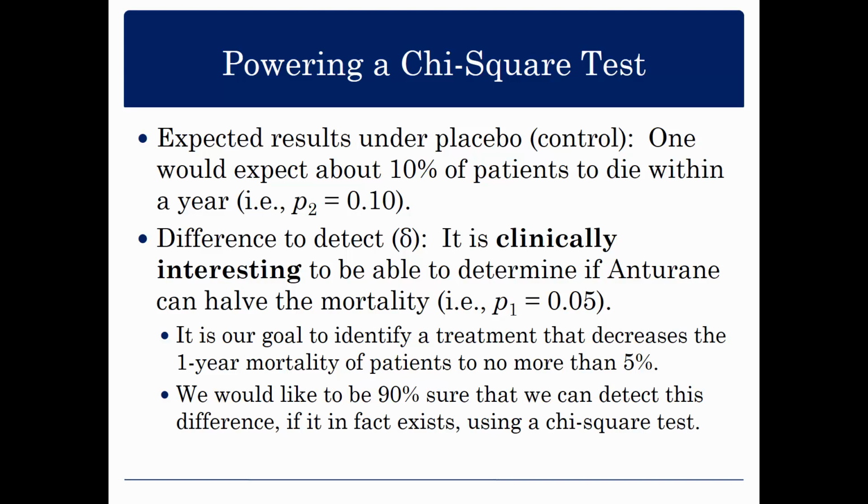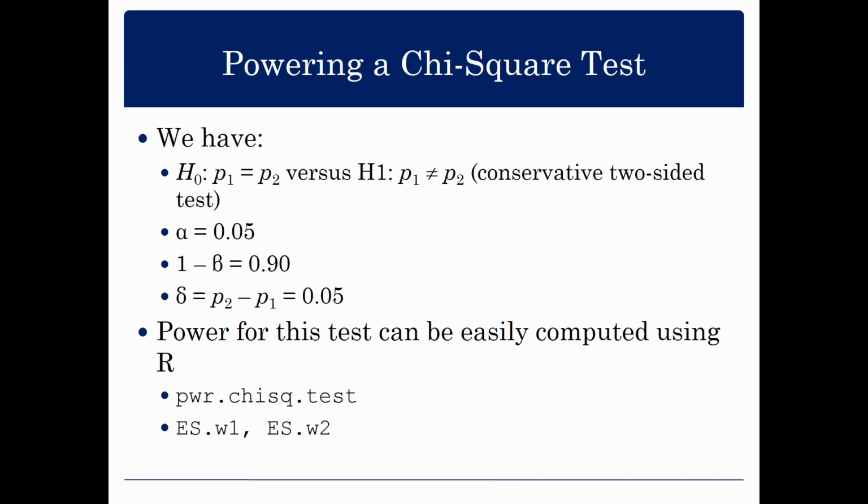So in English, it's our goal to identify a treatment that decreases the 1-year mortality of patients to no more than 5%. And we would like to be 90% sure that we can detect this difference if it in fact exists. The 90% is the power of the test. So again, we have to set up our hypotheses.